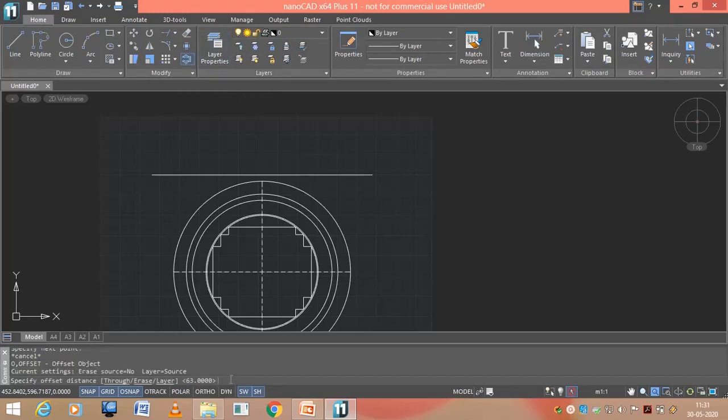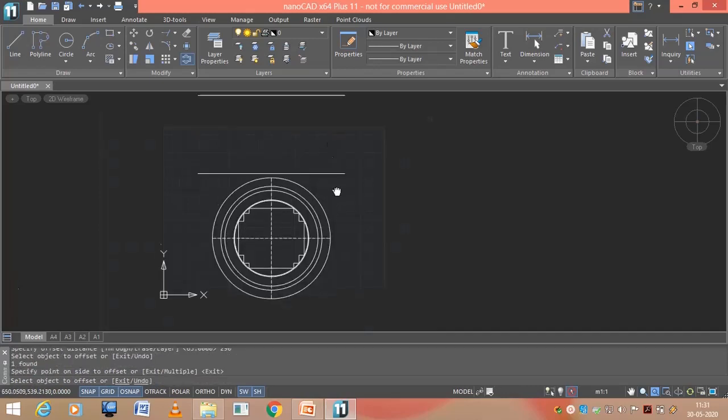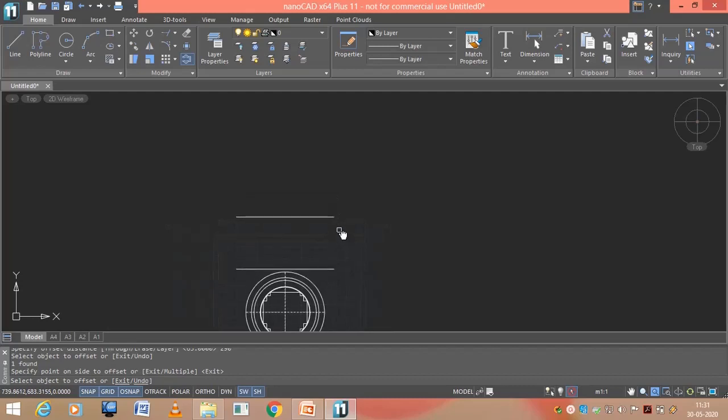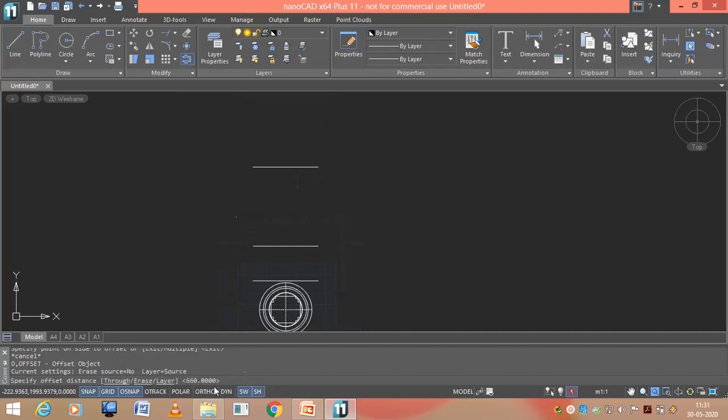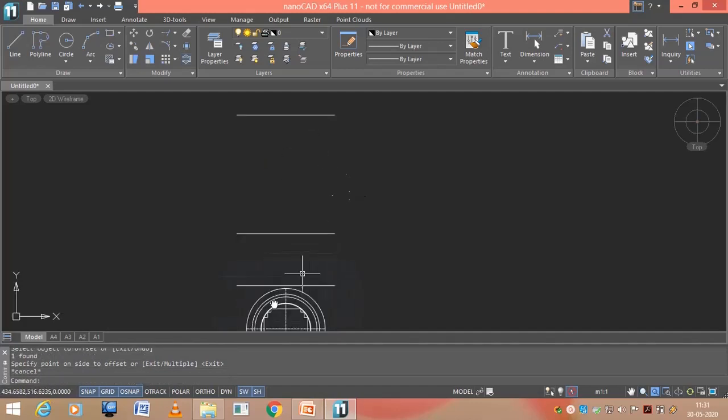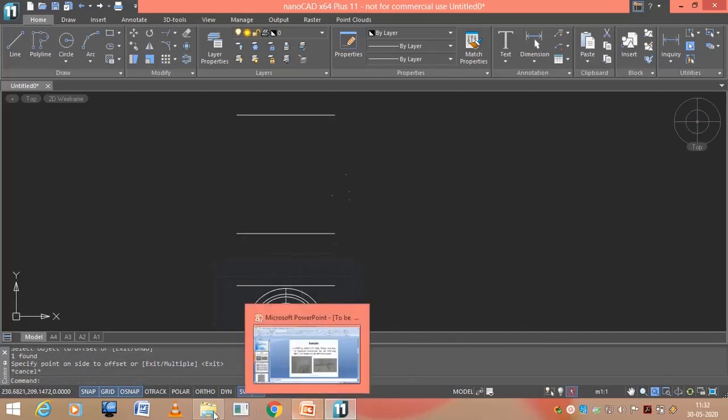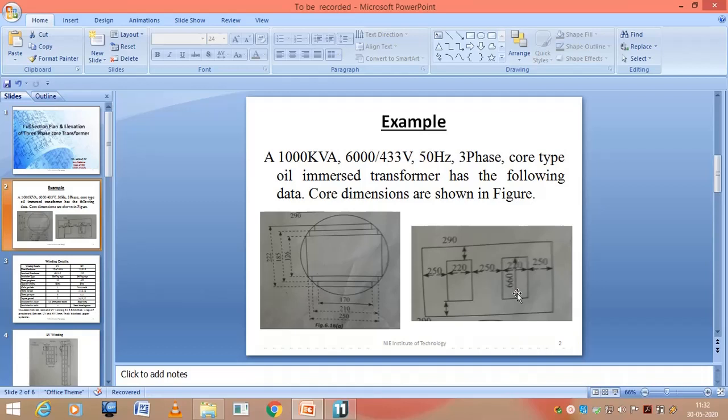The offset distance is the yoke distance, 290, from here to this side. Okay, and then again go for offset. The distance is 660, that is the window height, and again the yoke. Coming to the height of the window, it is 660 in this.